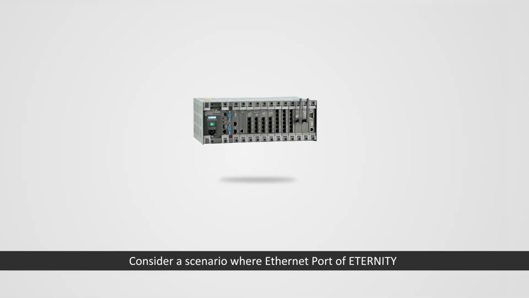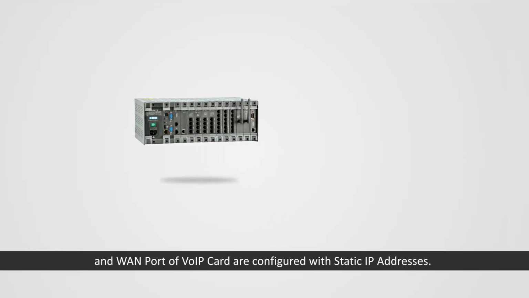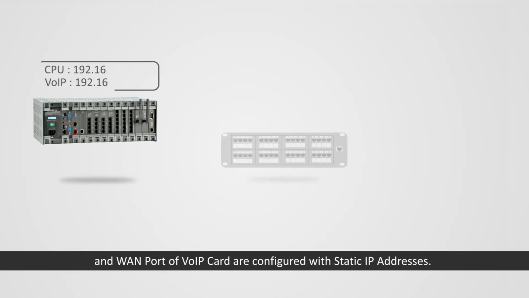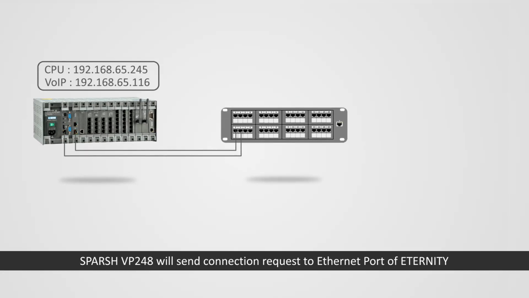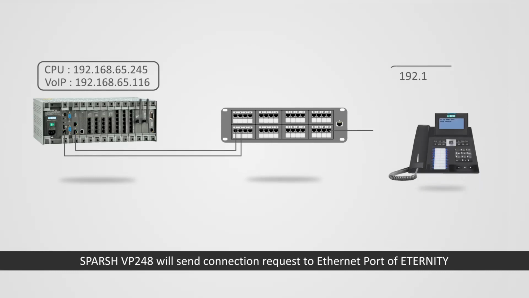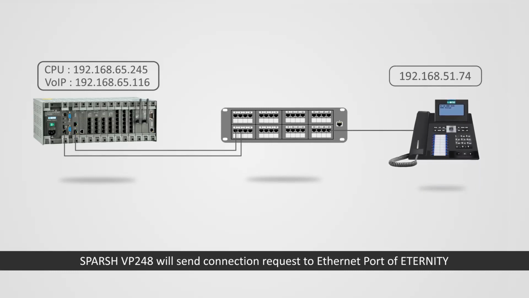Let us go through the configuration now. Consider a scenario where Ethernet port of Eternity and WAN port of VoIP card are configured with static IP addresses. SPARSH VP248 will send connection request to Ethernet port of Eternity and will be registered with the WAN port IP address of VoIP card.